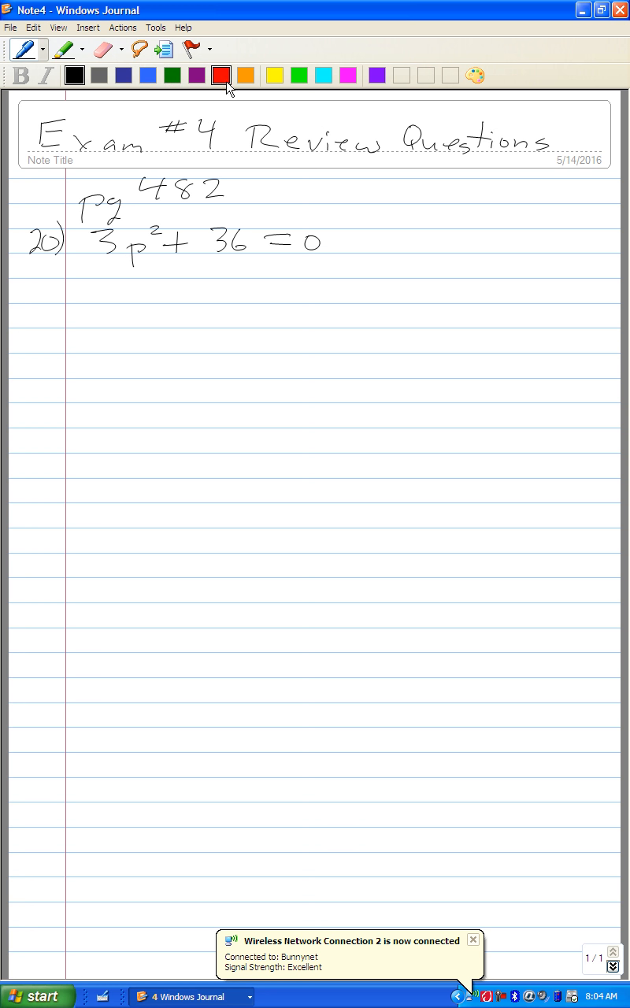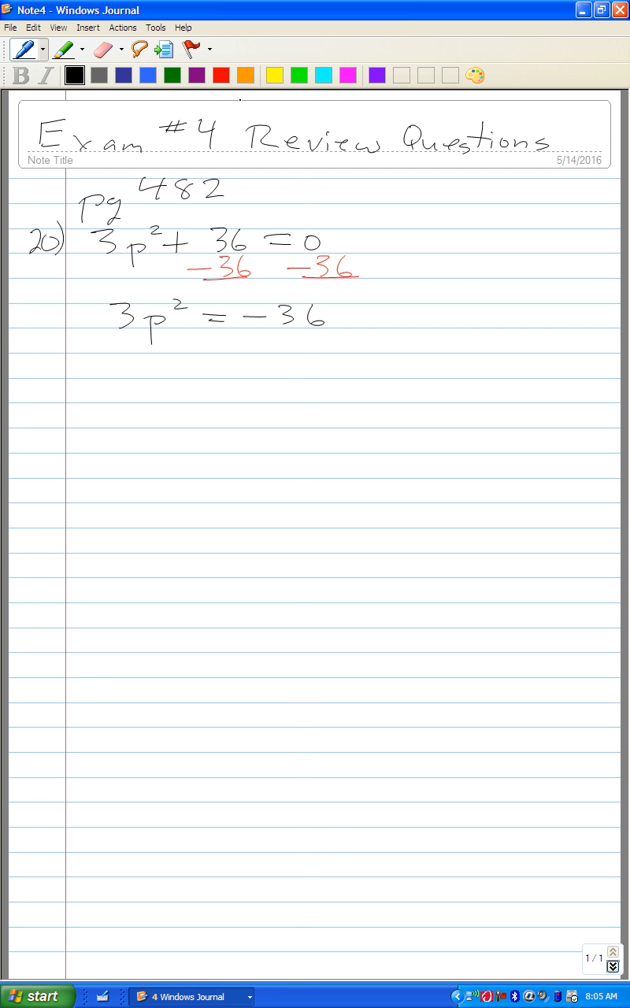Let me subtract 36 from both sides of my equation. Divide by 3. So you have p squared equals negative 12. Therefore, by the square root property, p is equal to plus or minus the square root of negative 12.